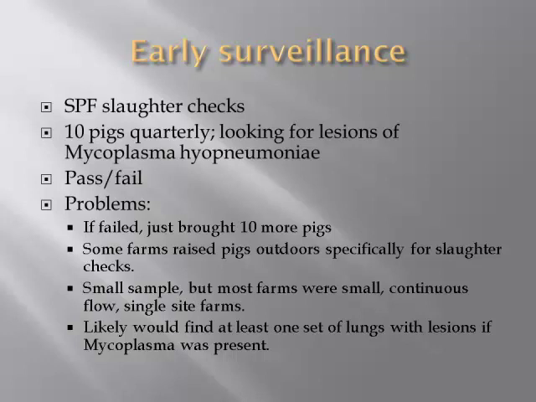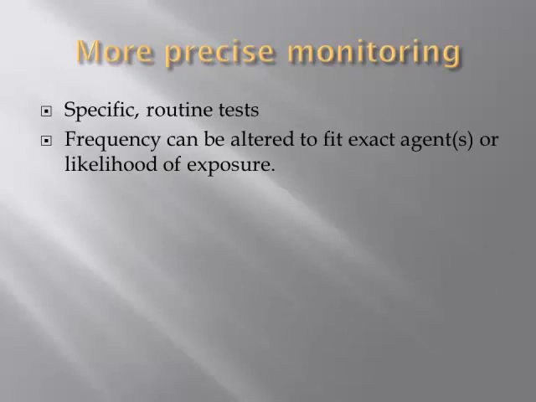I would go for a herd visit and say, what are those pigs outside, in hog panels in the yard? "Oh, those are our slaughter check pigs." So, okay. It's a real small sample, 10 pigs a quarter, but if you remember that most of these were small, continuous flow farms, maybe 30, 40 sows, all the pigs sometimes under one roof, your chances, if Mycoplasma are in there, of finding lesions on at least one of those lungs was probably pretty good. The statisticians probably wouldn't like it, but that's the early surveillance.